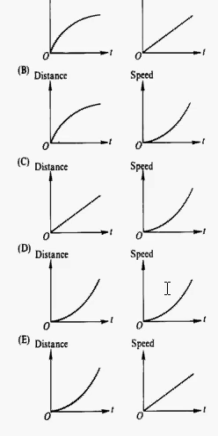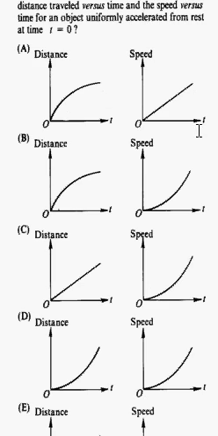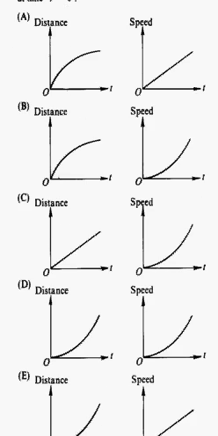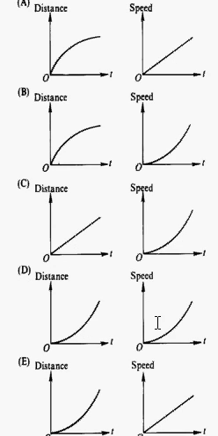In the graph of speed versus time, the slope of the graph this time is acceleration, and we know that it's uniformly accelerated. It says right here. Therefore the slope must be the same. Here the slope is increasing. It's not the same. However, in graph E, the slope is constant, it's a straight line. Therefore, the answer is E, choice E.